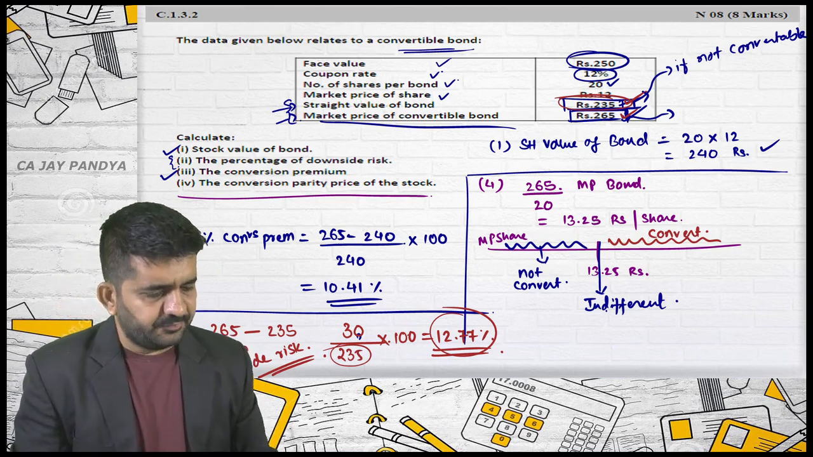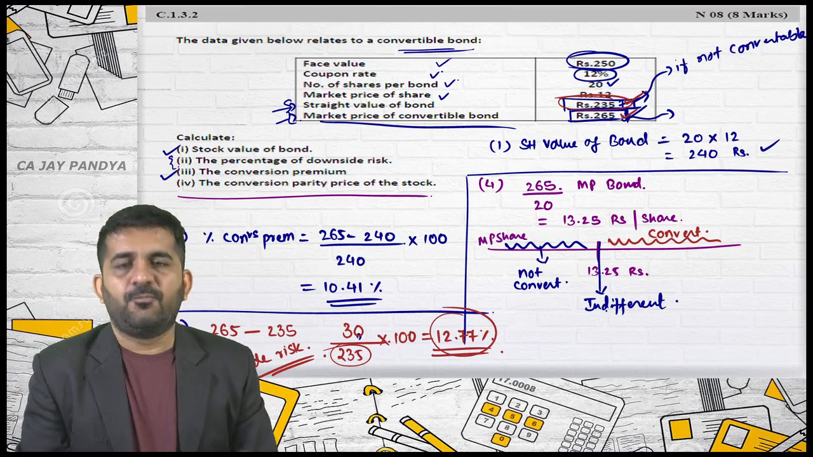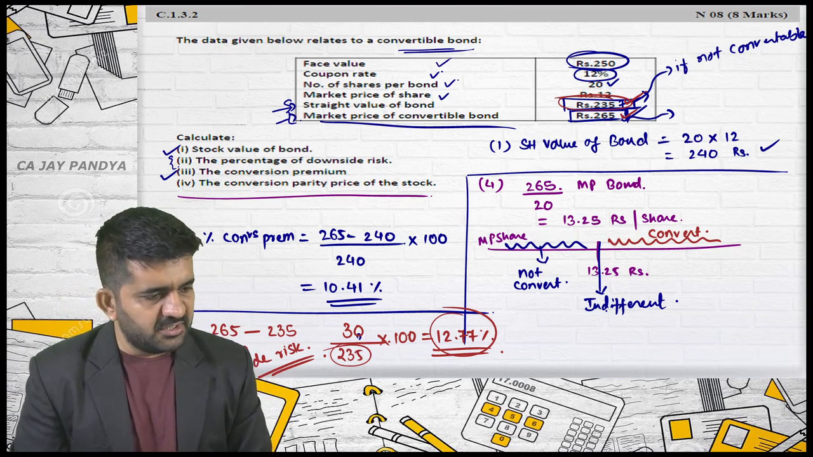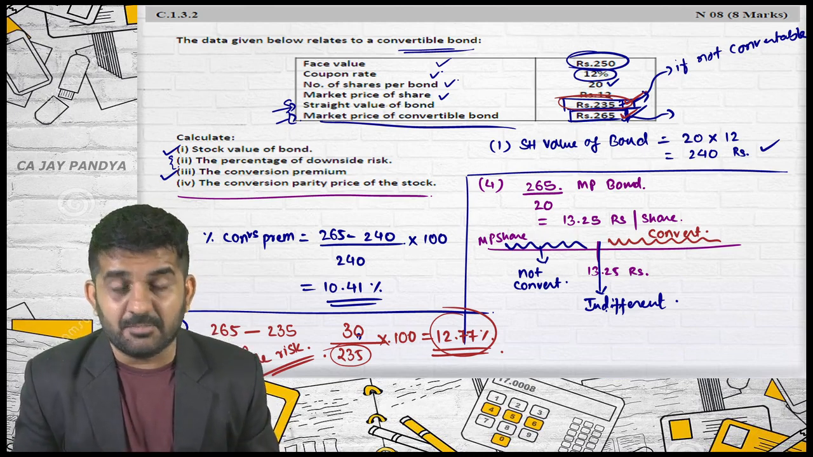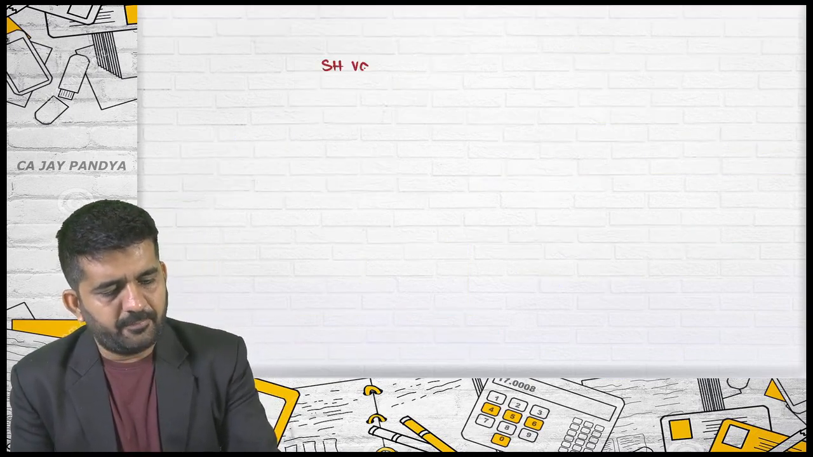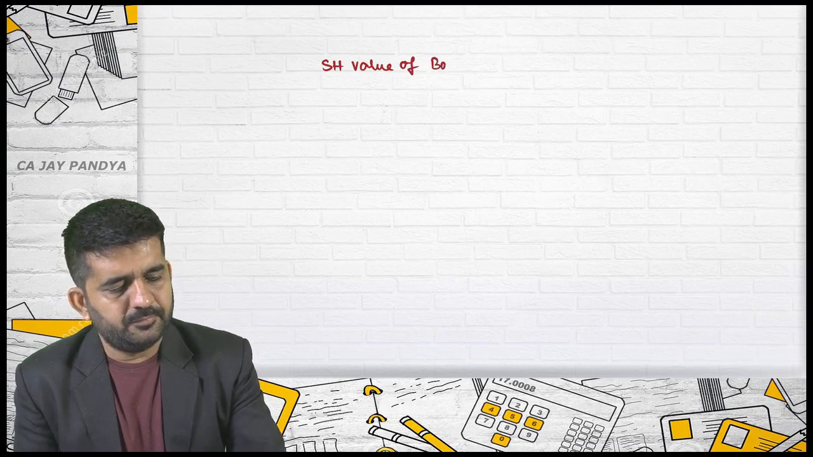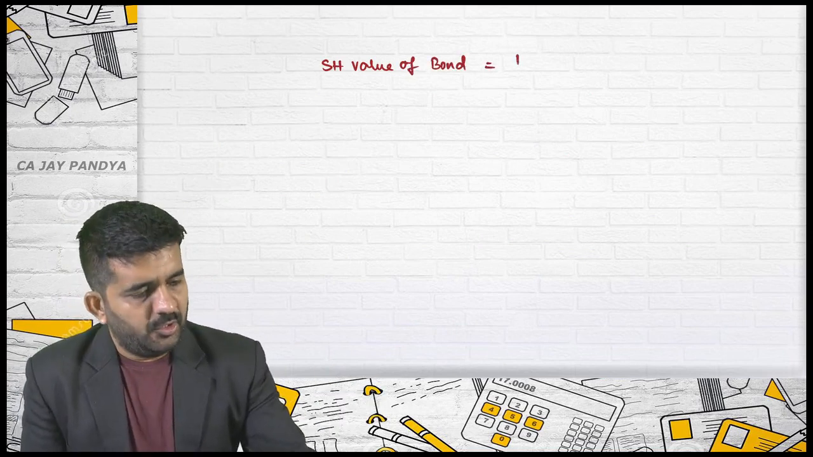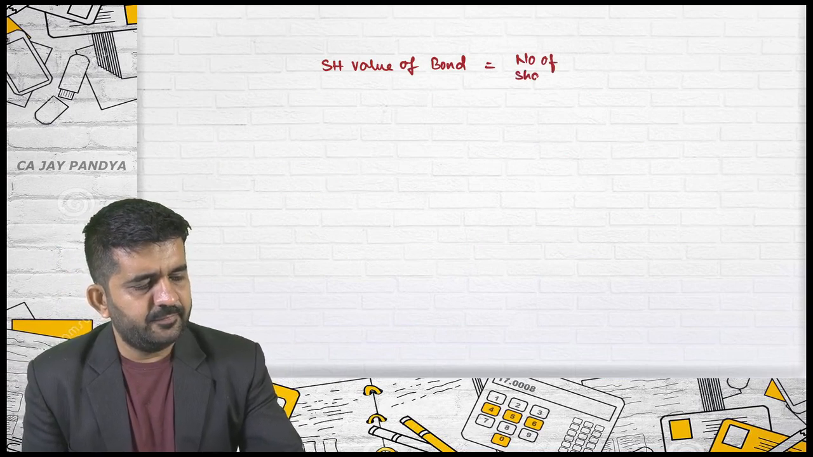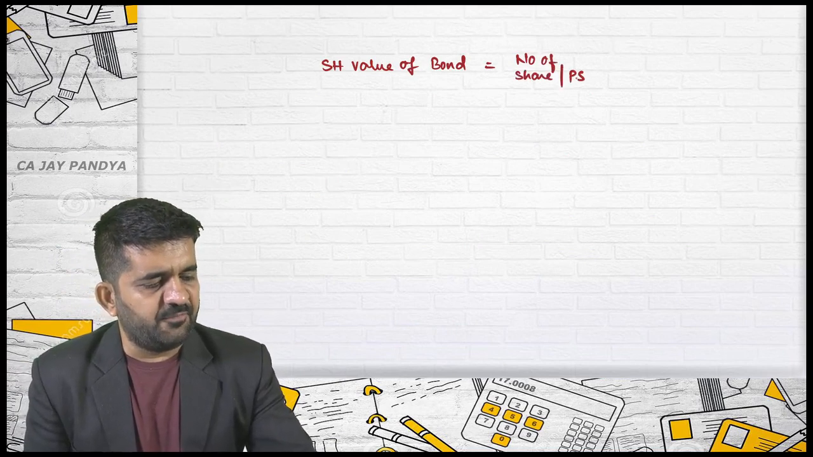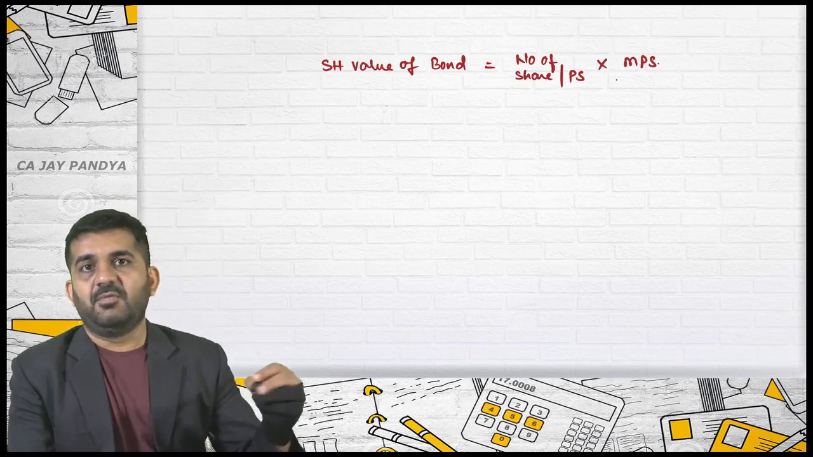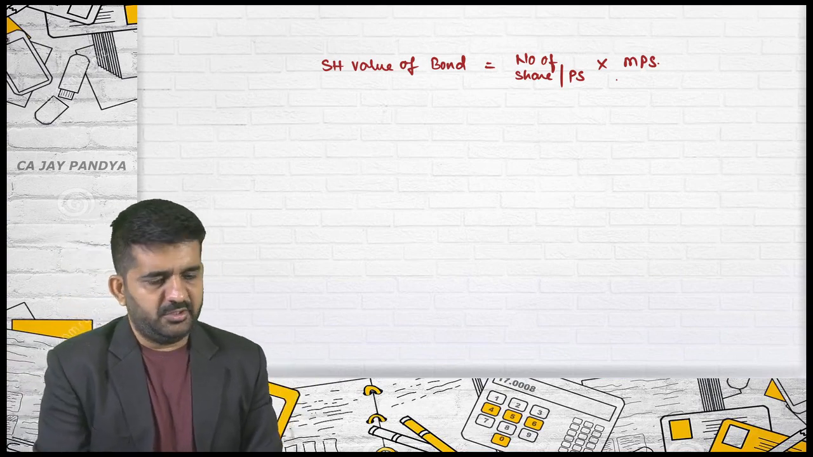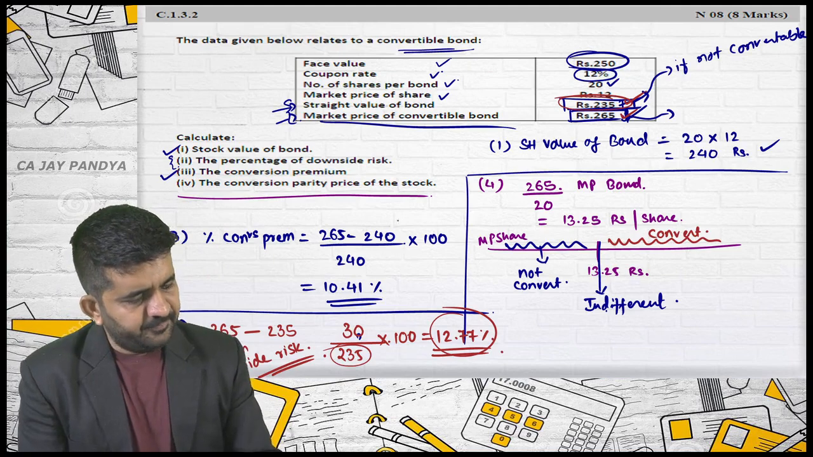Is it all right? These are all 4 points which are to be considered. Let us recapitulate and convert all these questions into formulas. These are sometimes asked in examination. Share value or stock value of bond: number of shares availed per preference share or bond multiplied by market price of share will be the share value of the bond.